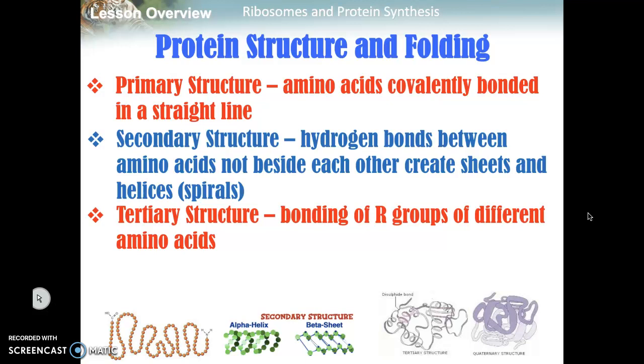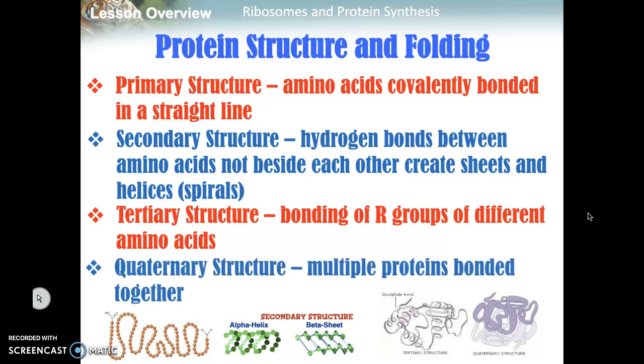The fourth type, called quaternary structure, actually occurs when different proteins start bonding themselves together. So we'll have multiple proteins acting as one, and they fold around each other. The best example that I can give you of this is the hemoglobin in your blood. The hemoglobin in your blood is actually made up of multiple proteins working together. So again, you have the 4 different types of protein structure and folding that results.